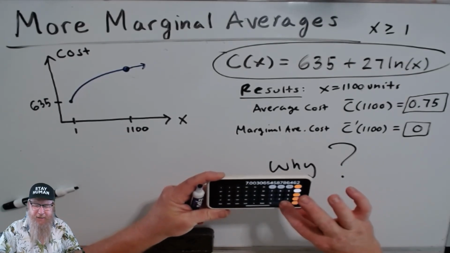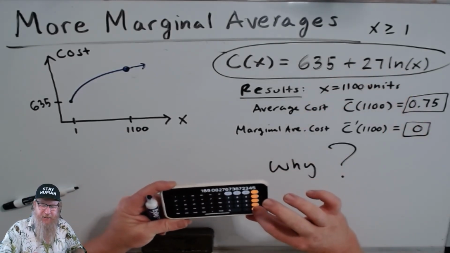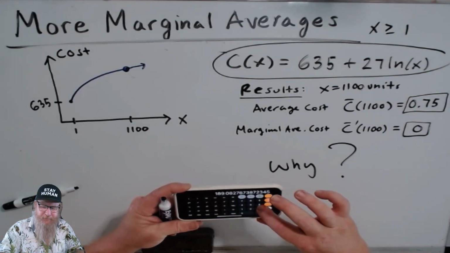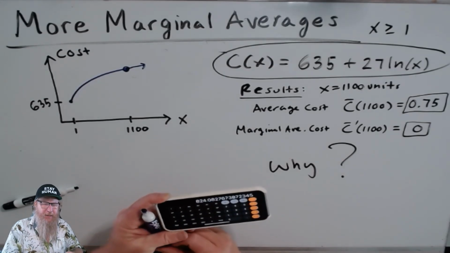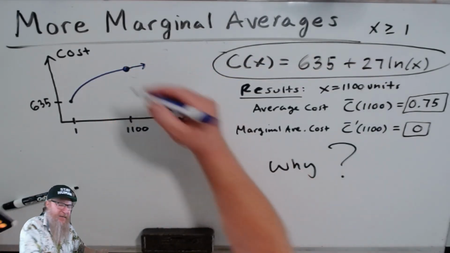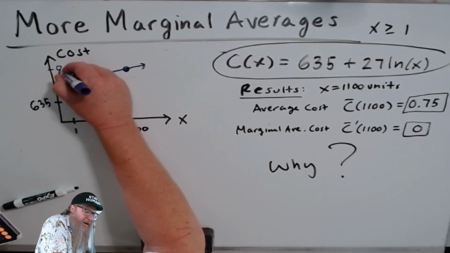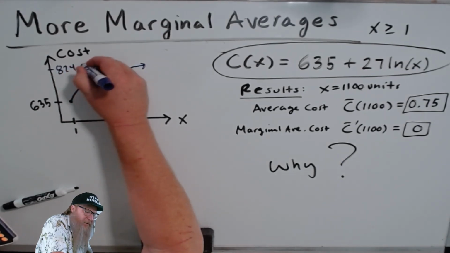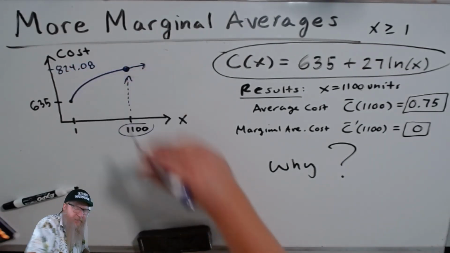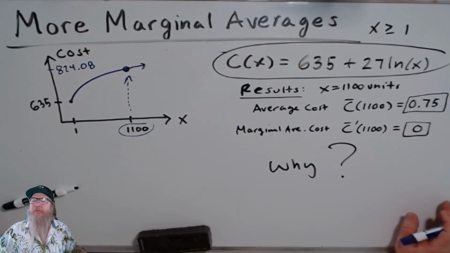Then you multiply that by 27. Then you add $635. And then you round that. So that's $824.08. So the cost here would be $824.08 for these 1,100 units. So it's not as if they're actually free.